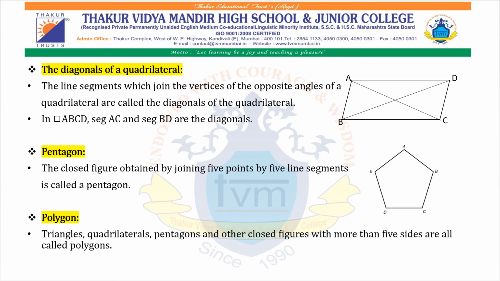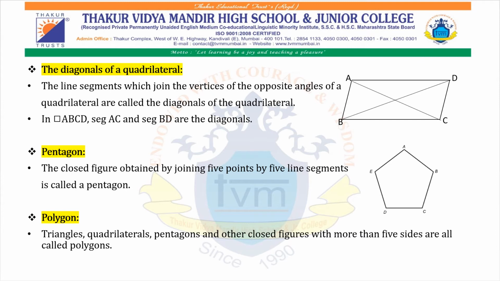Now, the diagonals of the quadrilateral. The line segments which join the vertices of the opposite angles of a quadrilateral are called the diagonals of the quadrilateral. In quadrilateral ABCD, seg AC and seg BD are the diagonals.